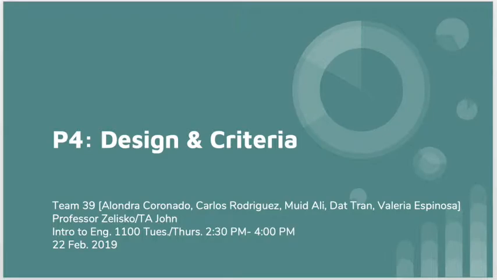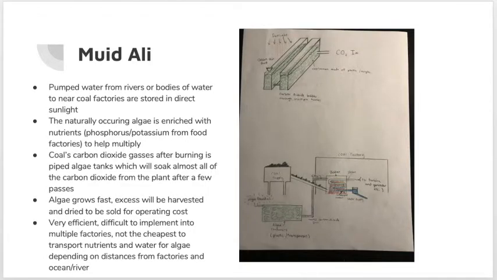Let's begin with Ali. Coal and other fossil fueled power plants emitted 1.87 billion tons of carbon in the US and 14.4 billion tons worldwide in 2011. My individual design starts with pumping water from nearby bodies of water or rivers to coal factories. The water will be stored in large bags or containers in open areas where the naturally occurring algae in the water will be in contact with sunlight for photosynthesis.